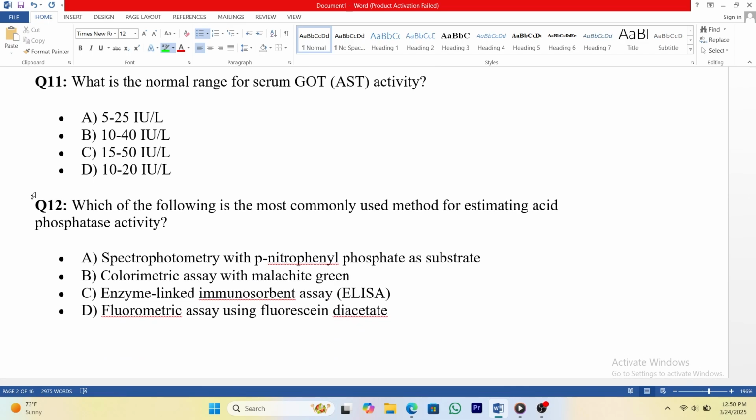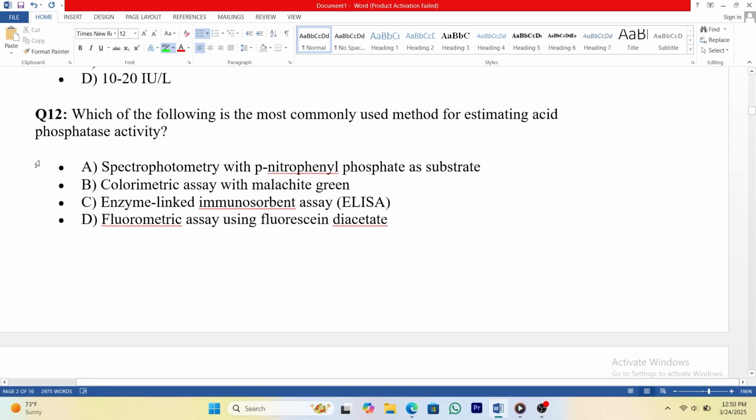A. 5 to 25 IU/L. B. 10 to 40 IU/L. C. 15 to 50 IU/L. D. 10 to 20 IU/L. Answer, B. 12. Which of the following is the most commonly used method for estimating acid phosphatase activity?